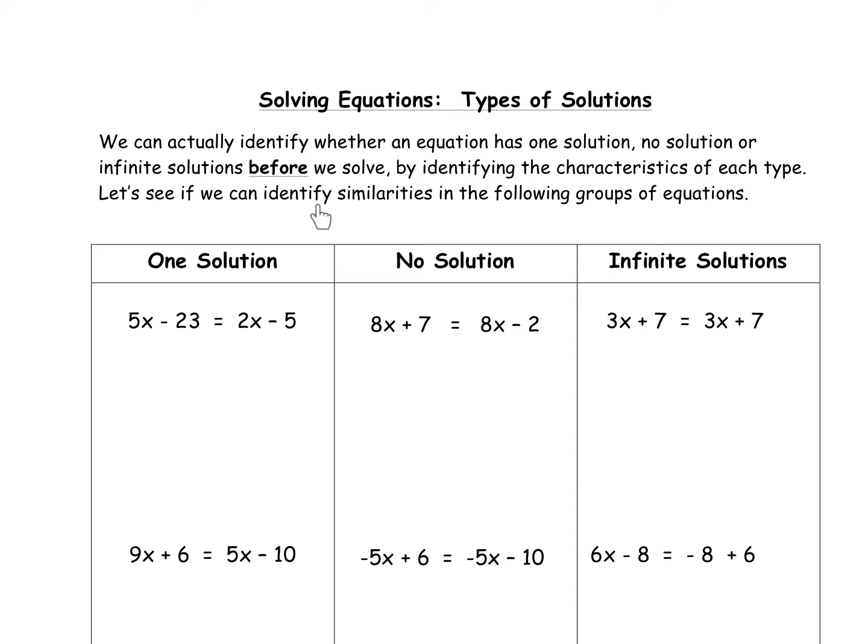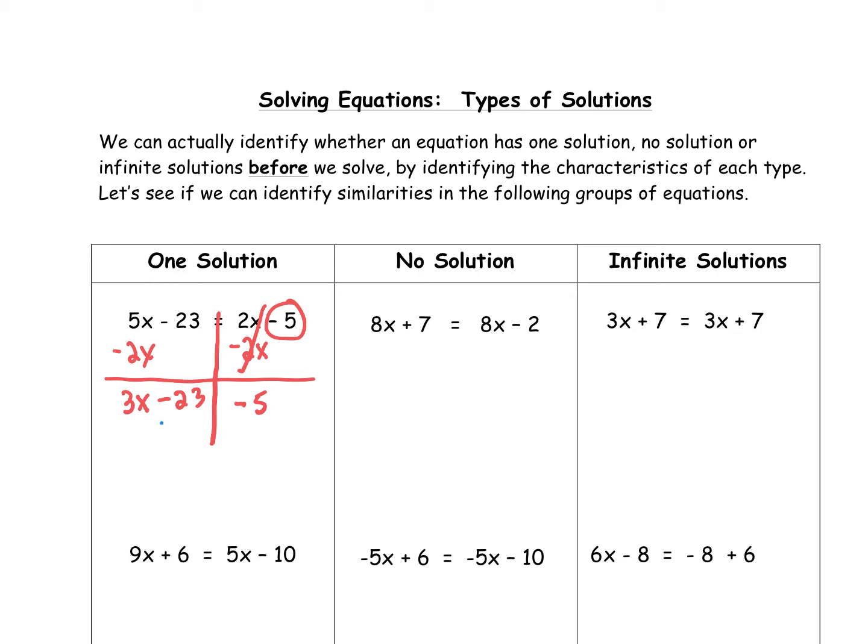So let's see if we can identify similarities in the following groups of equations. Let's start with an equation that has one solution. That's what we've been working with recently. Just like we did in our last lesson, we're going to start by eliminating one of the terms with a variable. I'm going to start on the right side by taking away the 2x, which I then have to do on the other side. That eliminates, leaving negative 5. Don't forget that sign in front of the number. And 5x minus 2x is 3x minus 23.